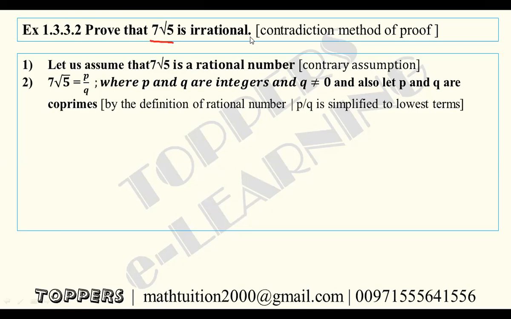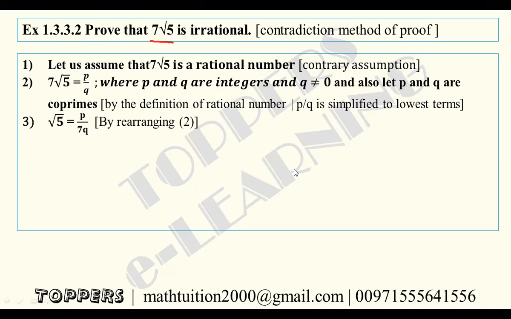Now we'll make root 5 the subject. For that, we can bring the 7 to the right side. The 7 on the left side, when brought to the right side, is divided by 7. So root 5 equal to p by 7q. We made root 5 the subject by rearranging it.